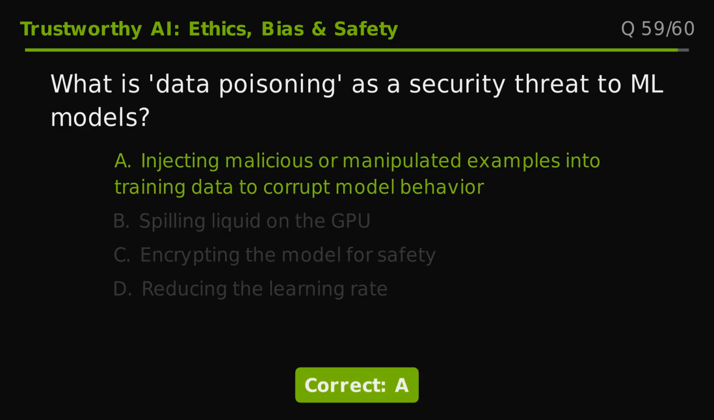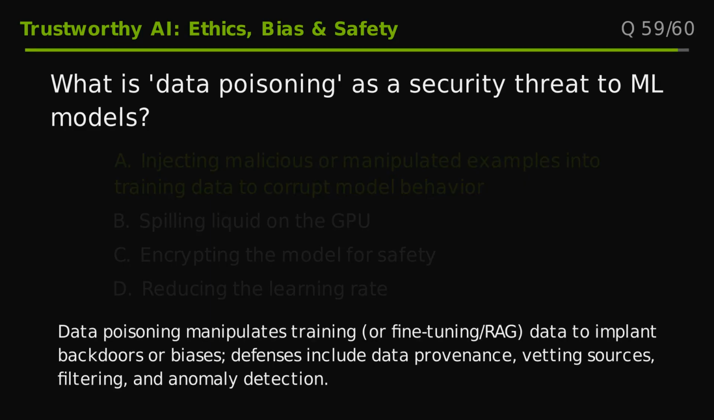The correct answer is A. Data poisoning manipulates training or fine-tuning data to implant backdoors or biases. Defenses include data provenance, vetting sources, filtering, and anomaly detection.